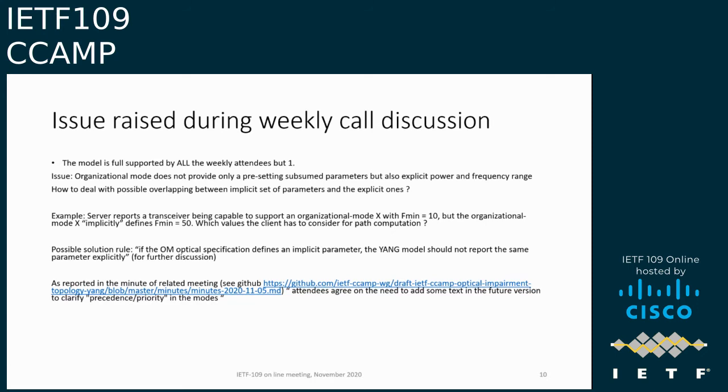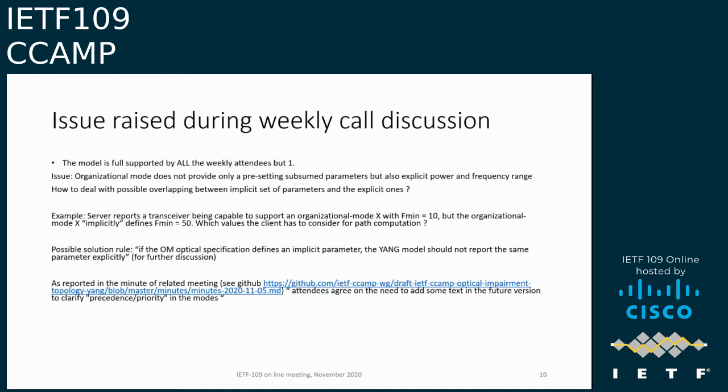The example that I report is that, for example, a server reports that its transceiver is able to support an organizational mode X that has a frequency min of 10, but organizational mode X has implicitly also set up in its specification, in the subsumed parameters, the frequency min, and this is set to 50. So the question that was raised during the discussion is which value the client has to consider for path computation.